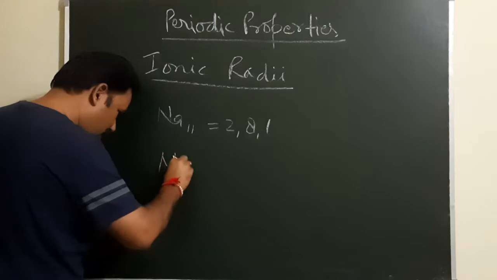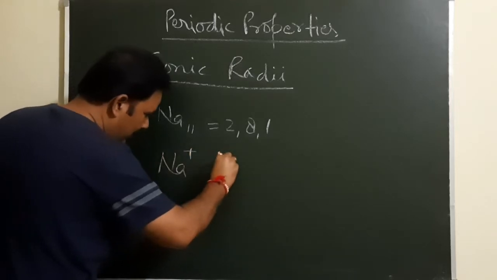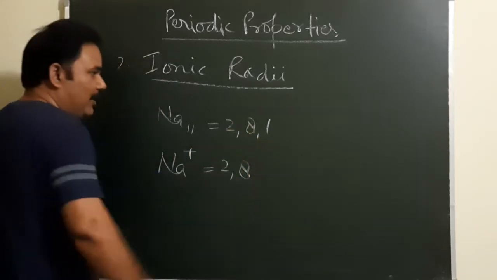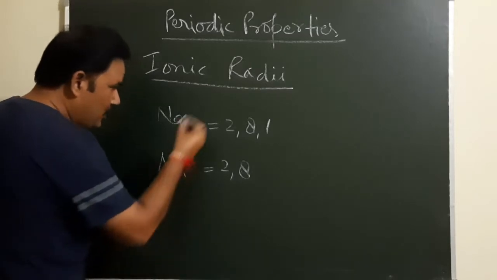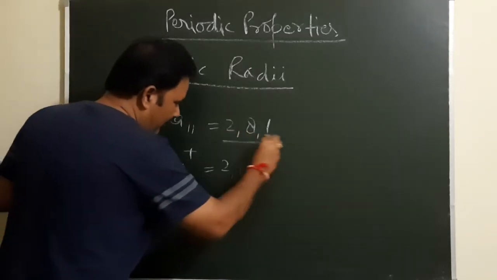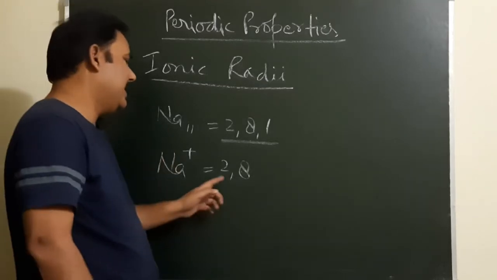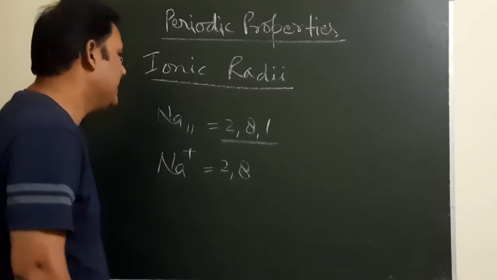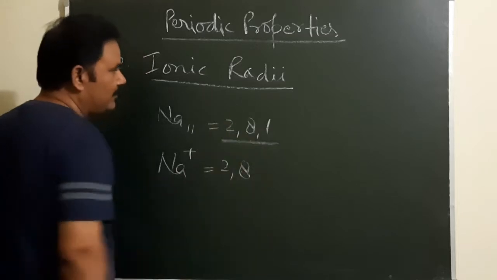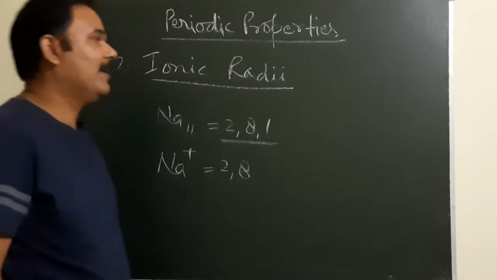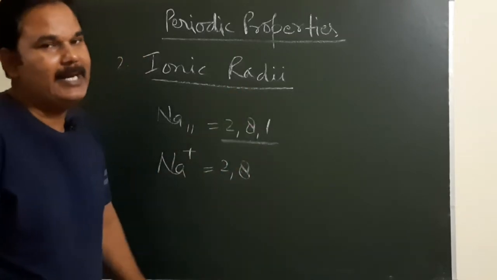If we are going to form the sodium ion, it will lose one electron. If you make the electronic configuration, the atom has 3 shells, but in the ion it has 2 shells. So we can say the number of shells decreases, and the number of shells decreasing means ionic radii decreases.